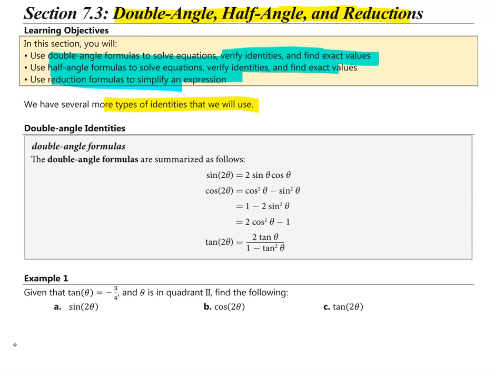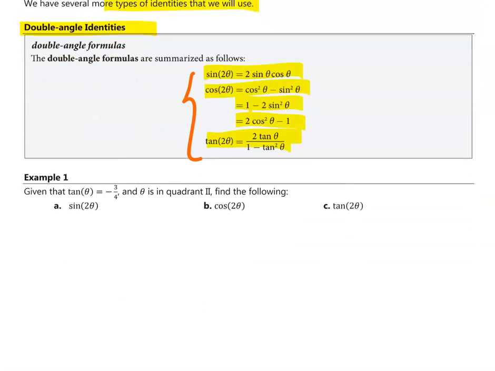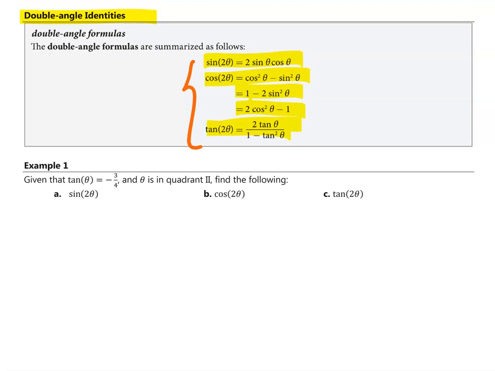The first one, the double angle identities. And these are all the summary of those identities. Sine 2 theta is equal to 2 sine theta cosine theta. Cosine 2 theta is either of these 3: cosine squared theta minus sine squared theta, or 1 minus 2 sine squared theta, or 2 cosine squared theta minus 1. And tangent 2 theta is equal to 2 tangent theta over 1 minus tangent squared theta. And let's use this to answer problems. Example number 1.